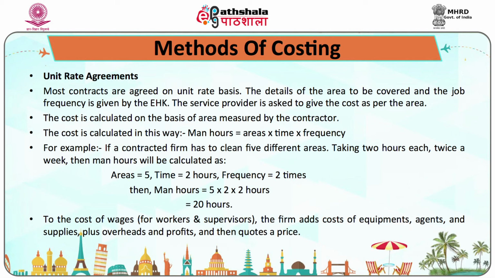Let us understand this by an example. If a contracted firm has to clean 5 different areas, taking 2 hours each, twice a week, then man hours will be calculated as areas is equal to 5, time is equal to 2 hours, frequency is equal to 2 times. Then man hours is equal to 5 multiplied by 2 hours multiplied by 2 is equal to 20 hours. To the cost of wages for workers and supervisors, the firm adds cost of equipments, agents and supplies plus overheads and profits, and then quotes a price.